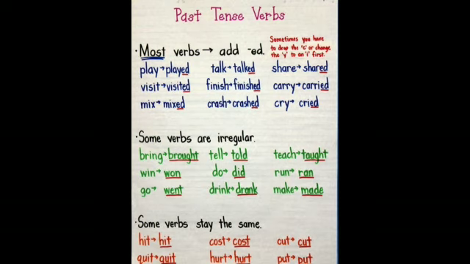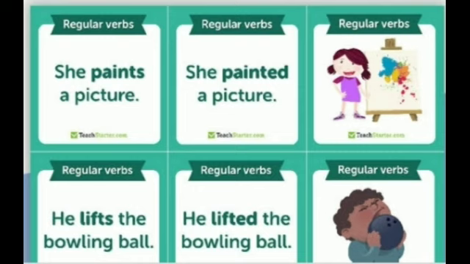Some verbs remain the same, such as hit, cost, cut, put, hurt, and so on. But for some irregular verbs, the spelling changes completely. For example, teach, taught, run, ran, make, made, drink, drank, do, did, tell, told, go, went, and so on. We'll see some sentences with regular and irregular verbs.